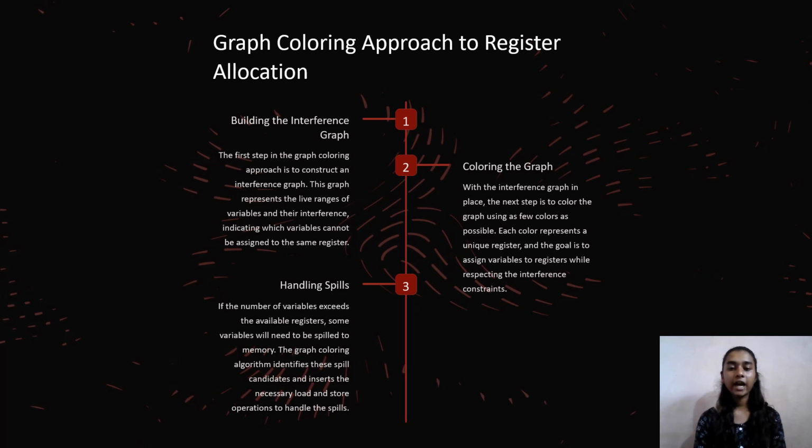The last step is handling spills. If the number of variables exceeds the available registers, some variables will need to be spilled to memory. The graph coloring algorithm identifies these spill candidates and inserts the necessary load and store operations to handle the spills.